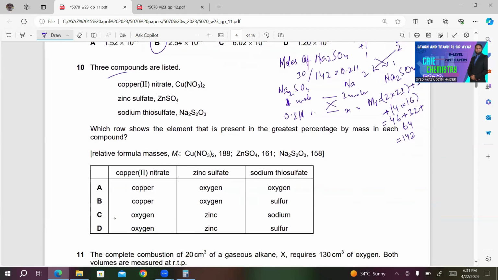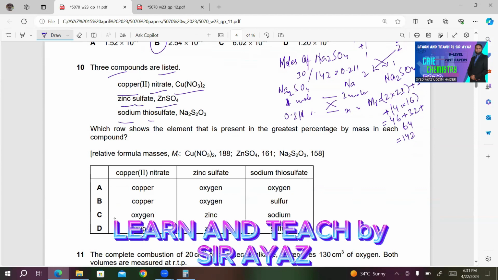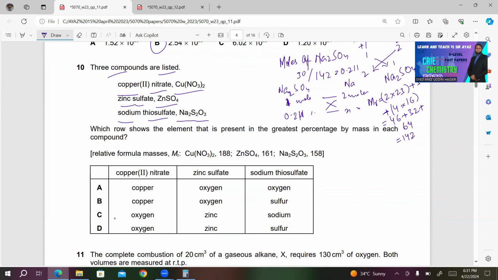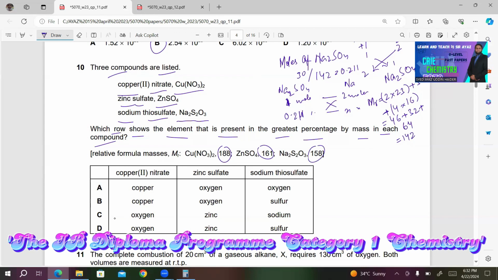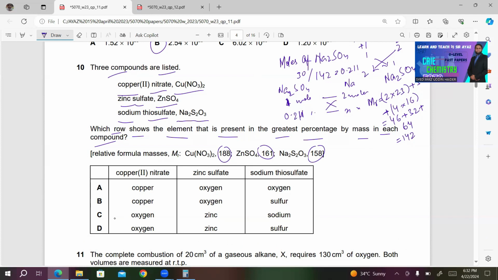Number 10. 3 compounds are listed: copper 2 nitrate, Cu(NO3)2, zinc sulfate, ZnSO4, sodium thiosulfate, Na2S2O3. Which row shows the element that is present in the greatest percentage by mass in each compound? Relative formula mass of each of these is given. For Cu(NO3)2, it's 188. For ZnSO4, it's 161. For Na2S2O3, 158. Let's see. For copper 2 nitrate, they have mentioned copper and oxygen.